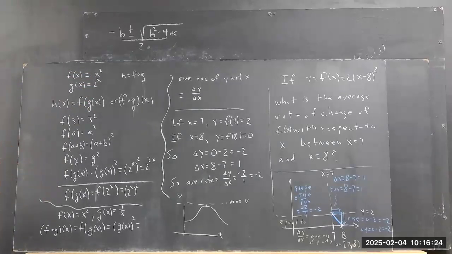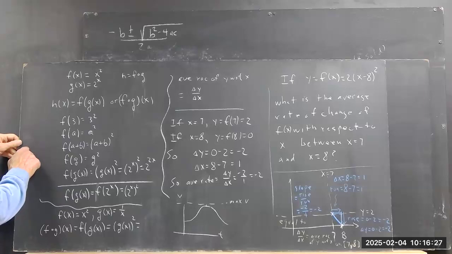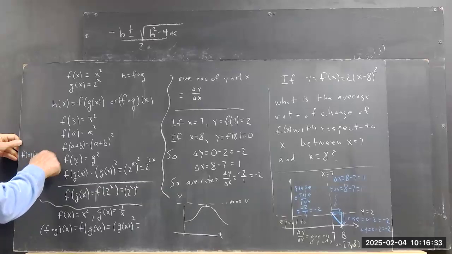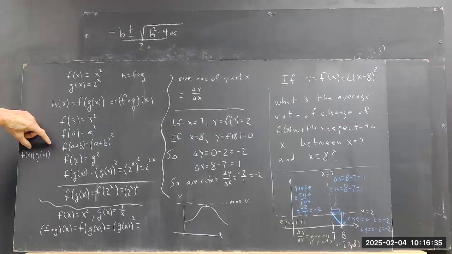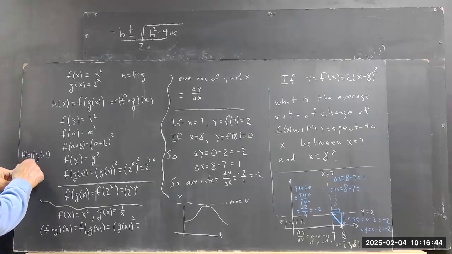So one confusion I saw was some people want to write F of X times G of X. The parentheses are different here. The order of operations is different. So if you wanted to write F of X times G of X, that would be X squared times 1 over X.